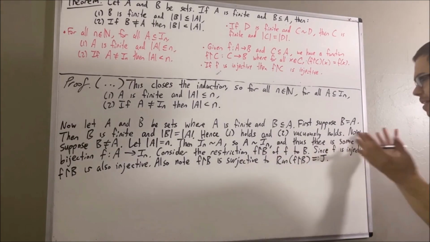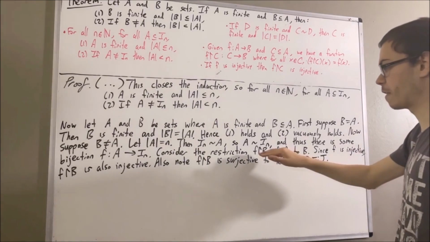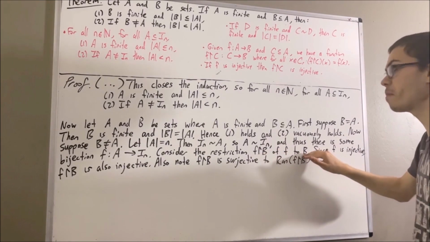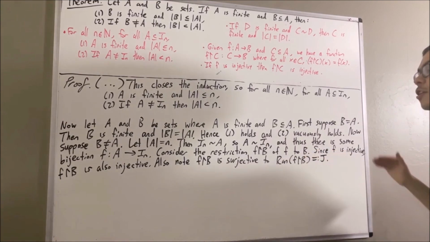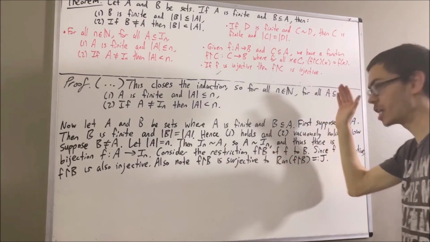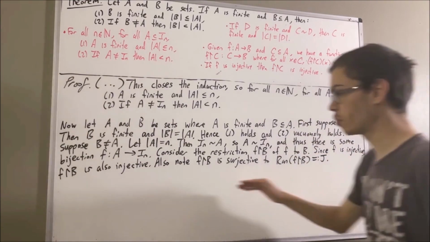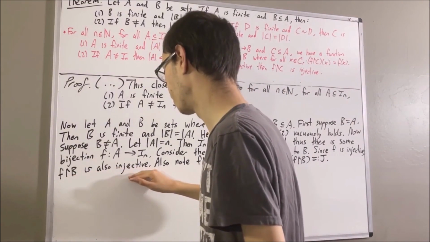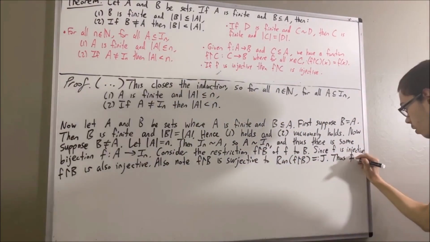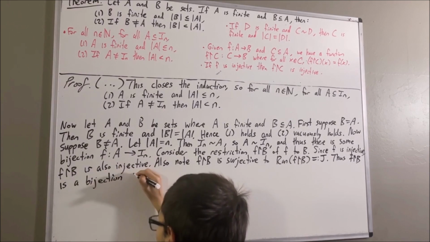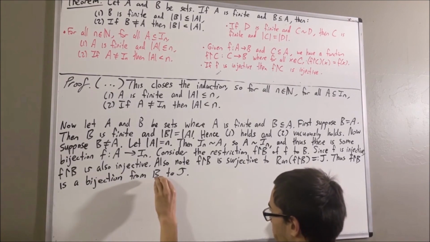Okay, so then what does this tell us? Well, if we treat the restriction of F to B as a function from B to J, then the restriction of F to B is a bijection from B to J, because we know that the restriction of F to B is injective, but it's also surjective to J. And so there exists a bijection from B to J.